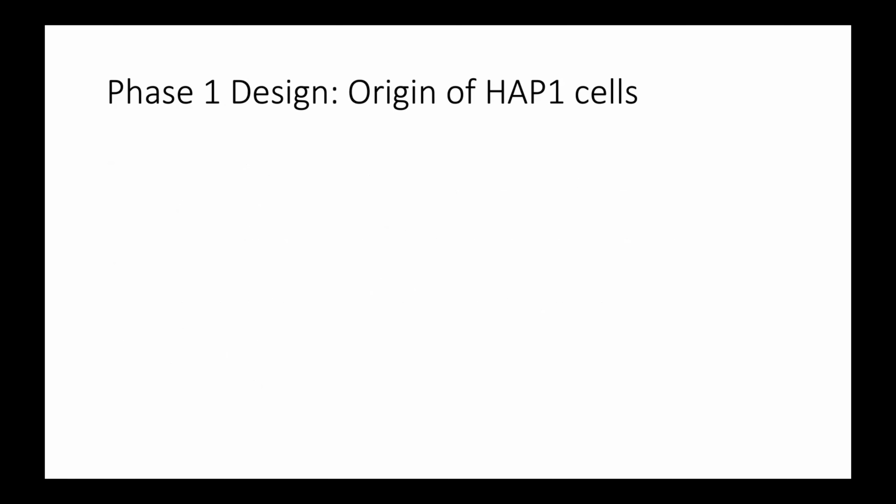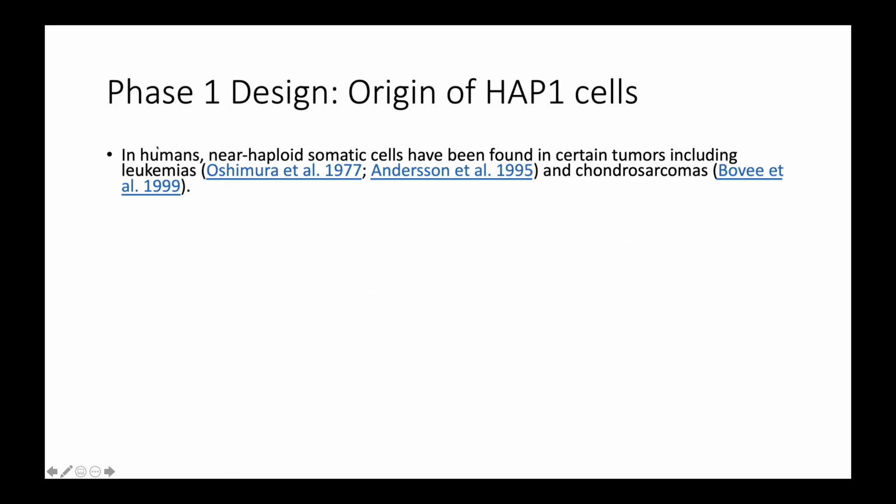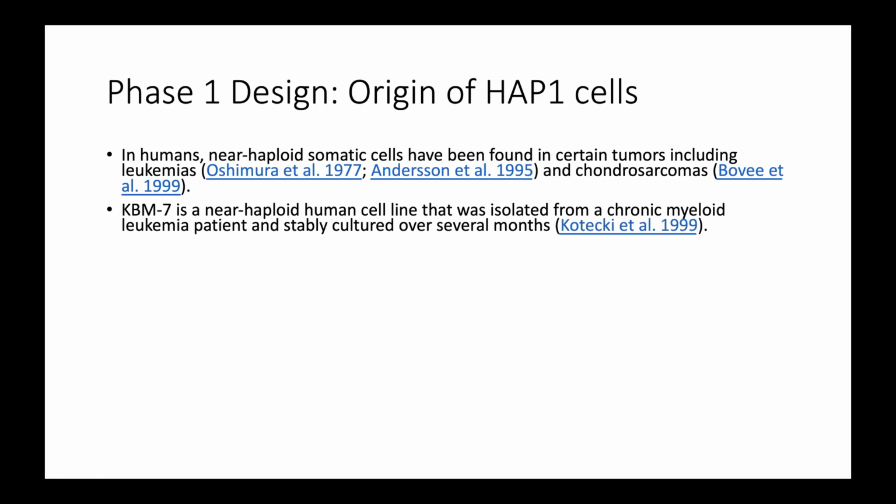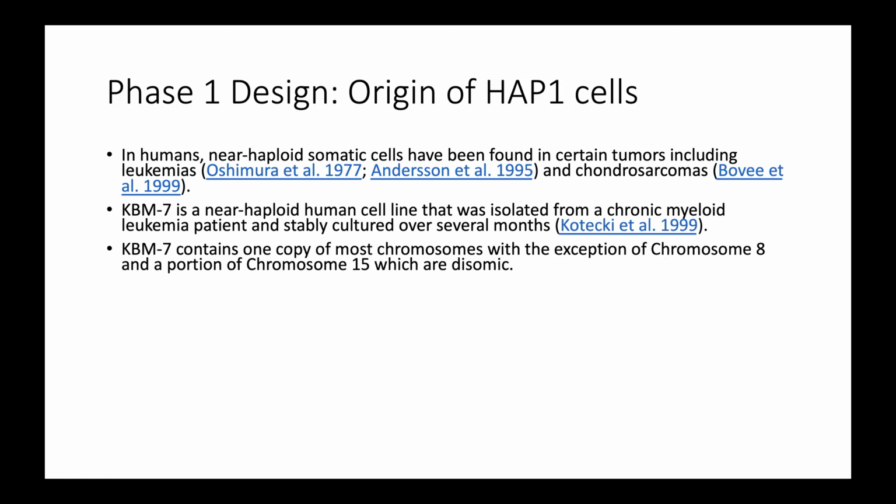So HAP1 cells are not your typical cell line. Near haploid cells have been found in many tumors over the years. But the origin of HAP1 actually starts in a different cell line, KBM7, which was a near haploid human cell line that was isolated from a blood tumor and stably cultured over several months. This KBM7 contains one copy of most chromosomes except 8 and 15.